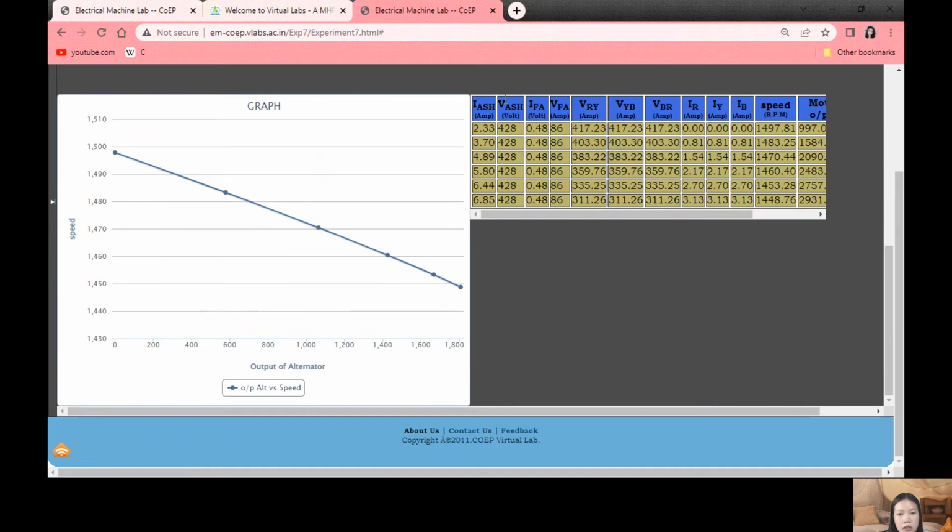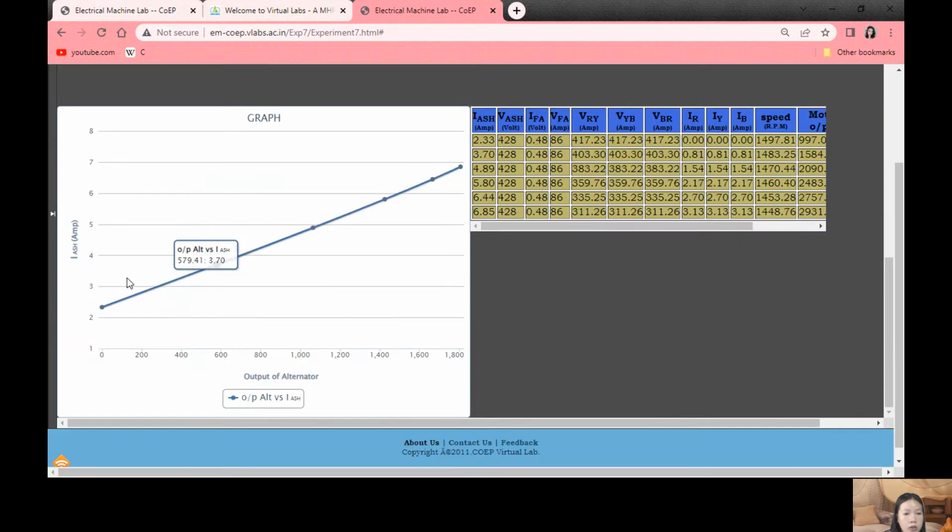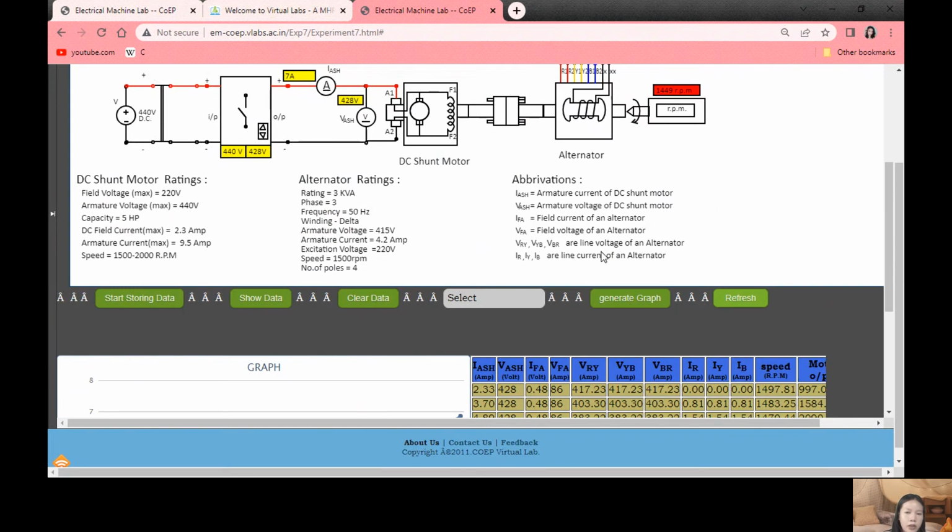And then last natin is yung output ng alternator versus yung armature current ng DC shunt motor. So, habang nag-i-increase yung armature current natin, nag-i-increase din yung output ng alternator. So, with this data, pwede nating makonkluda na kapag nag-apply tayo ng load sa alternator, pwede niyang ma-reduce yung speed ng alternator natin. Pwede niyang i-increase yung voltage regulation, and then nag-increase din yung efficiency niya habang nag-increase yung output ng alternator. So, that's it for experiment number 3.